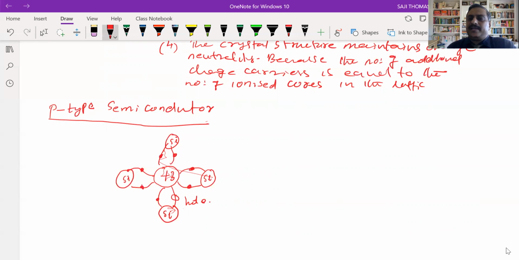So in P-type semiconductor, there will be a very large number of holes due to the impurity atom. Electrons and holes are generated thermally also. Holes are called here majority carriers, and electrons are called minority carriers.